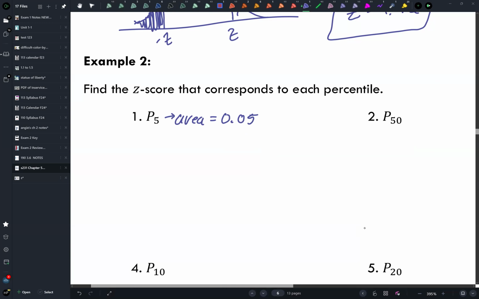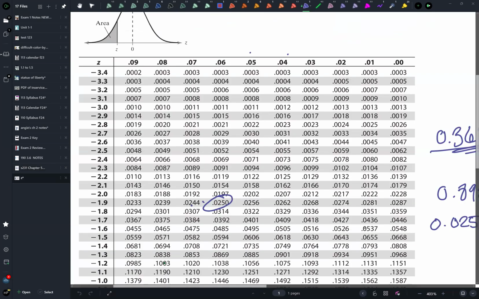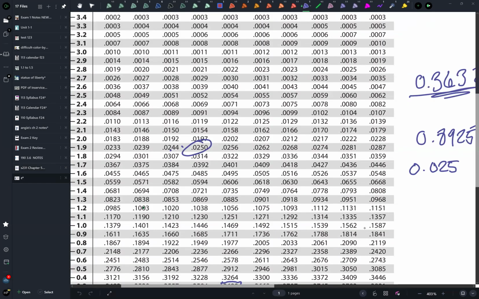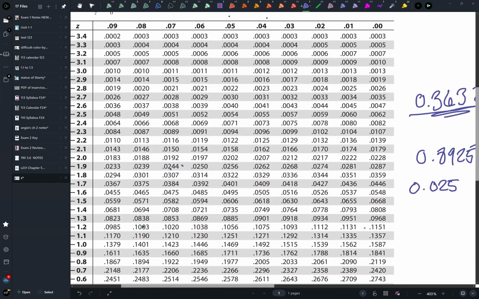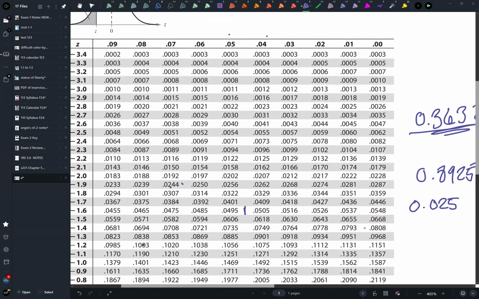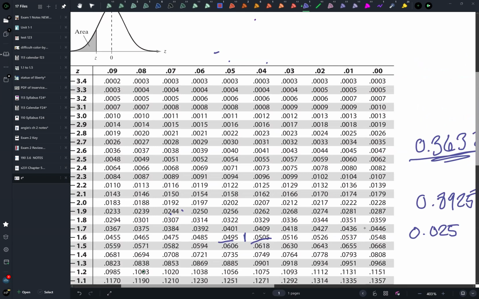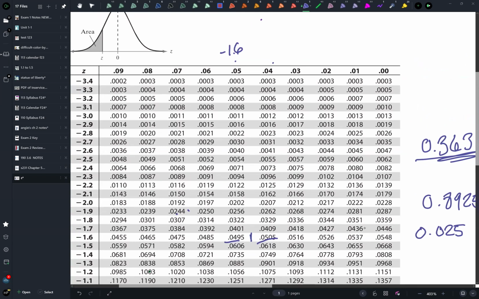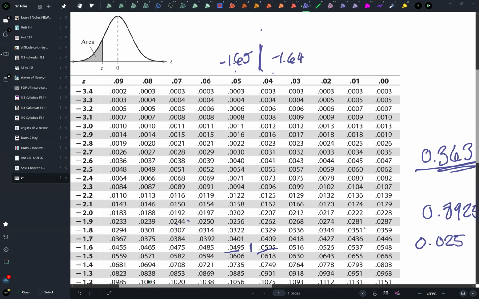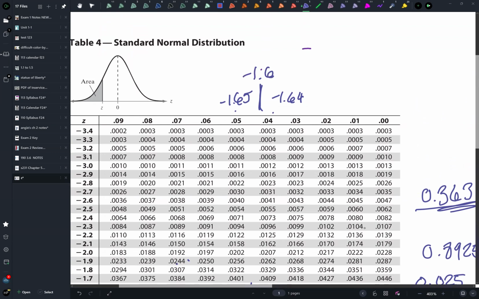Let's go look at our chart. We want to find the z-score that has an area of 0.05. Notice it's halfway between 0.495 and 0.505, right in the middle of those two numbers. So it's really between negative 1.65 and negative 1.64. What's directly in the middle of that? It's going to be negative 1.645. So that's my z-score, negative 1.645.